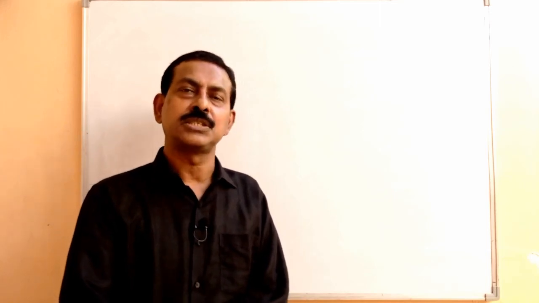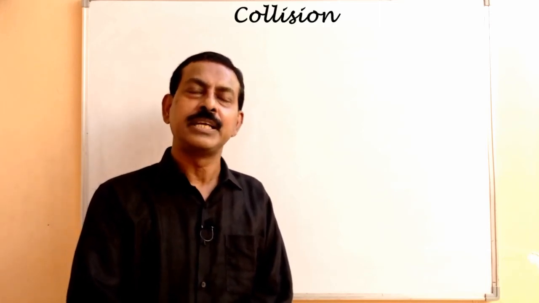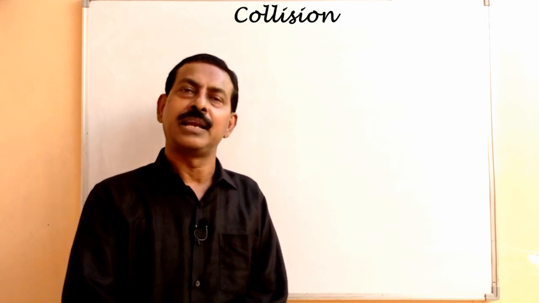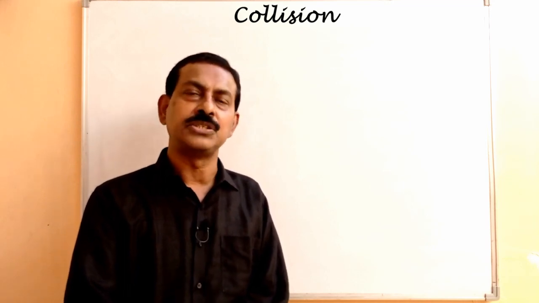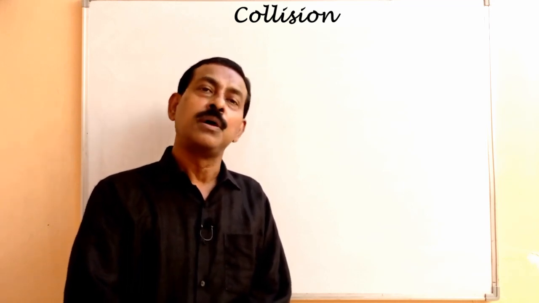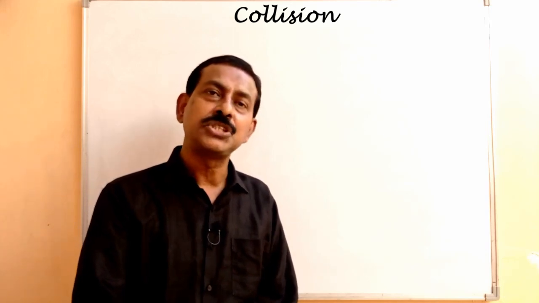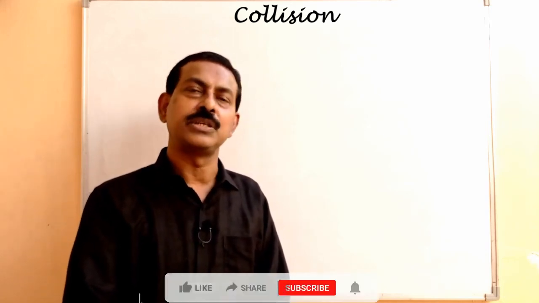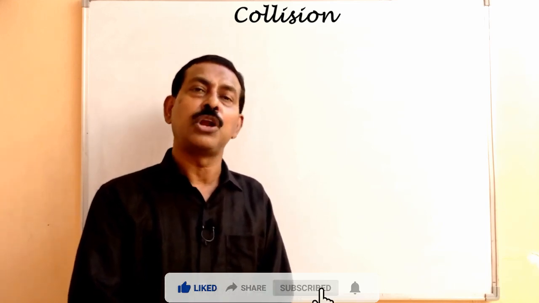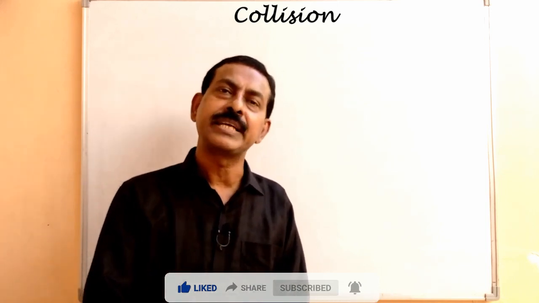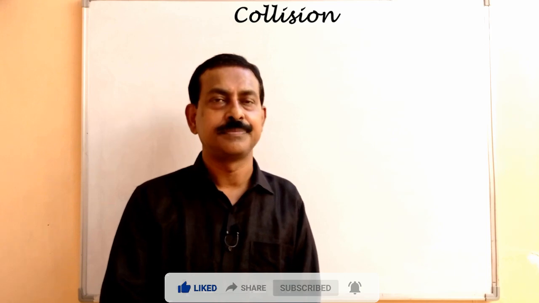Today we are going to discuss collision. Here we'll discuss the types of collision, like elastic collision and inelastic collision. Then we'll discuss elastic collision in one dimension, and after that, elastic collision in two dimensions. We'll also discuss how we get the expression for the velocity after one-dimensional elastic collision and what different cases we can get there.